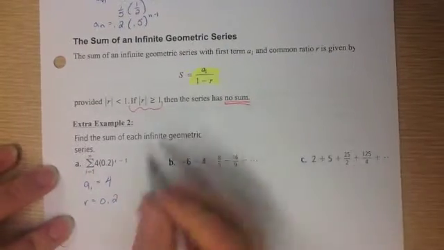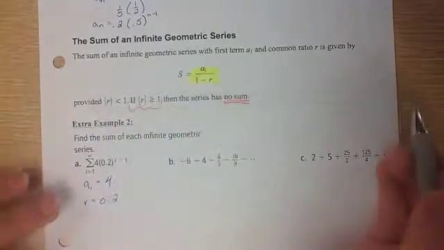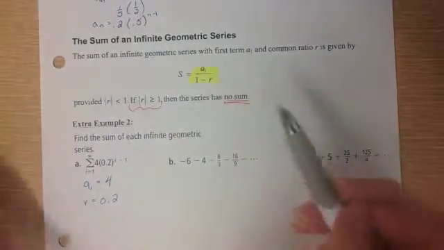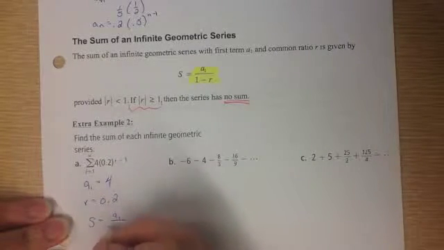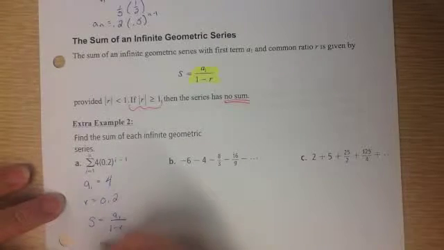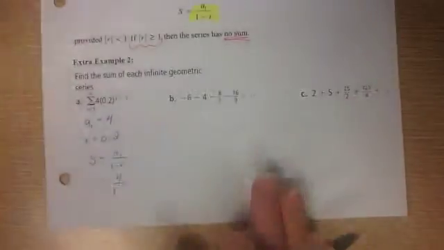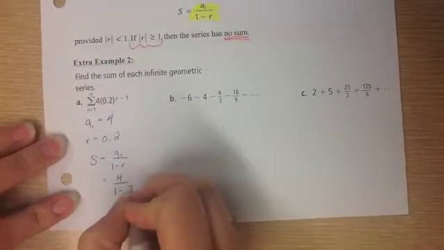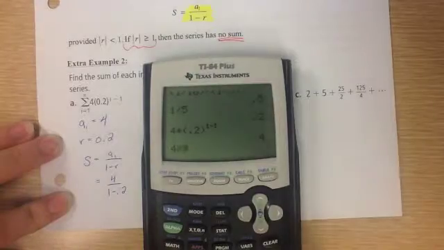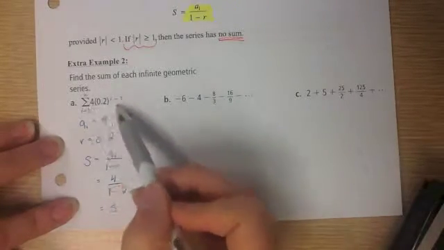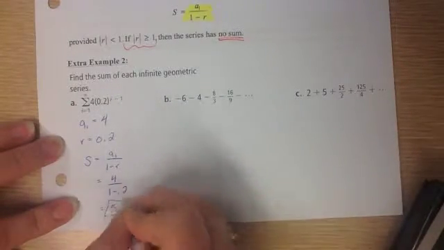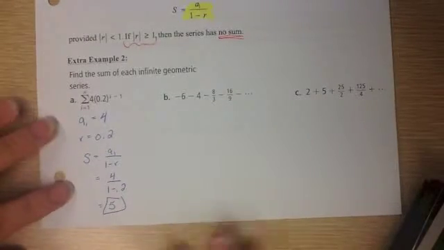So to find the sum, again, we don't go S sub n because it's a sum of all of them. This isn't just the sum of the first so many, this is the sum of all the numbers in this series. So the sum is equal to the first term divided by 1 minus that ratio. So my first term is 4 divided by 1 minus my ratio, which is 0.2. So I take 4 and divide it by 1 minus 0.2. And when I work that out, I get the number 5. So when I add up all of the terms in this series, I get 5. Crazy.